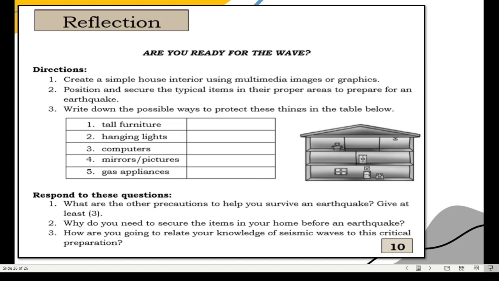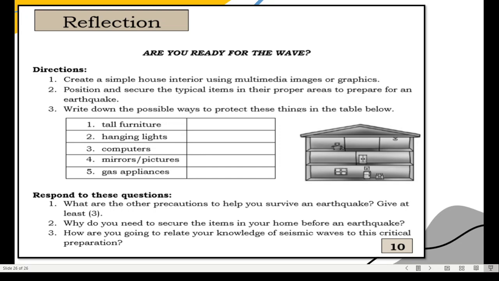And then last, for the reflection, are you ready for the wave? So, dito, mag-drawing na lang kayo ng interior ng isang simpleng bahay, just like the one illustrated here. And then, i-position nyo yung tall furniture, hanging lights, computers, mirrors, pictures, gas appliances, dun sa dinrawing nyo. So, kayo bahala kung saan nyo ilalagay siya. And then, sa number 3, isusulat nyo yung mga possible ways to protect these things kung sakali nagkaroon ng earthquake.